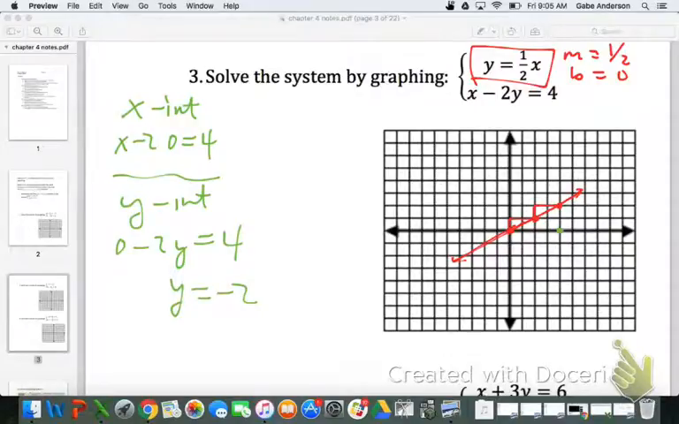You guys are pretty good at graphing these lines, aren't you? I'm hoping that after chapter 3, we're always going to make a few mistakes, but pretty good at this.